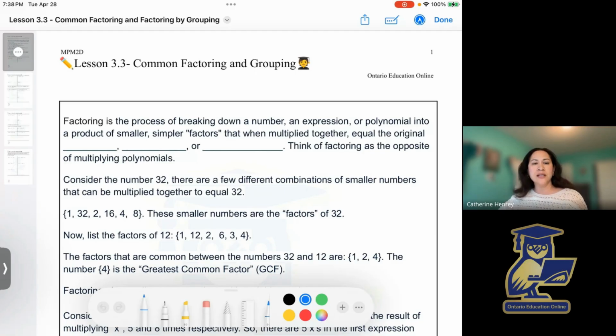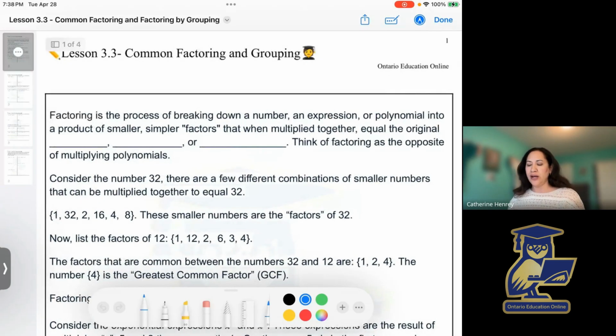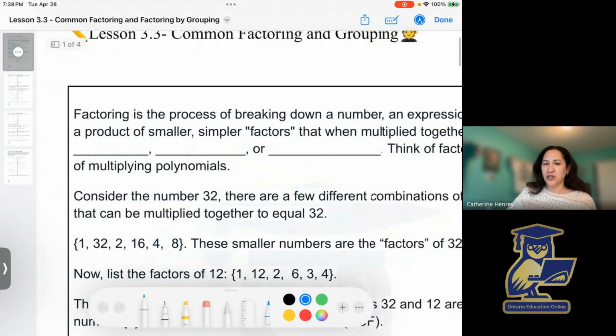Hey everyone, welcome to lesson 3.3, where we're going to start to talk about factoring, and more specifically common factoring and grouping. So let's take a look. Factoring is the process of breaking down a number, an expression, or a polynomial into a product of smaller, simpler factors that, when multiplied together, equal the original number or expression or polynomial.